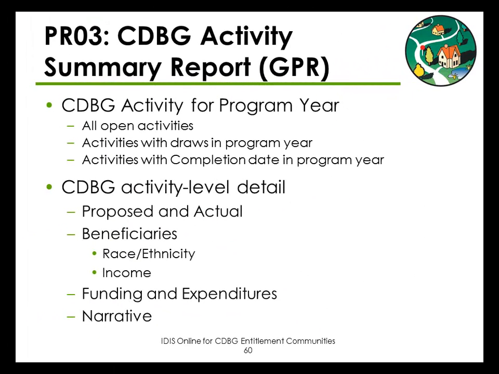The PR03 report is the CDBG Activity Summary Report, or GPR. This report is a required part of your CAPER and contains large amounts of beneficiary data for each CDBG activity that was active within the selected program year. HUD reviews this report to gauge eligibility and compliance with national objectives, as well as monitor program performance. This report will include all active CDBG activities, including activities with a status of open and a funded date in the program year, activities with a completion or cancellation date during the selected program year, and activities with a drawdown during the program year.